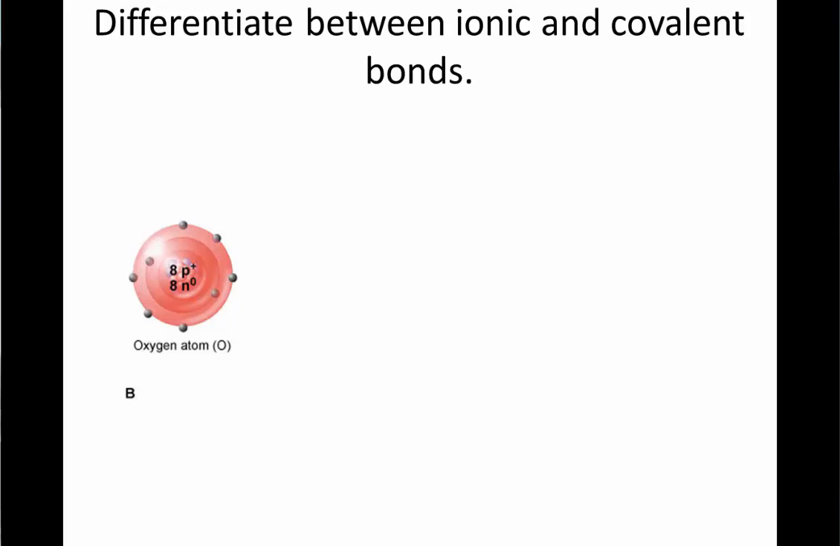Let's look here at the oxygen atom. As you can see in the nucleus, we have 8 protons and 8 neutrons, and therefore we have 8 electrons out in the orbitals surrounding the nucleus. However, the outermost orbital has only 6 electrons, and so it is not full, it is not satisfied, and it requires 2 more electrons in order to be so. And so, let's look at some hydrogen atoms.